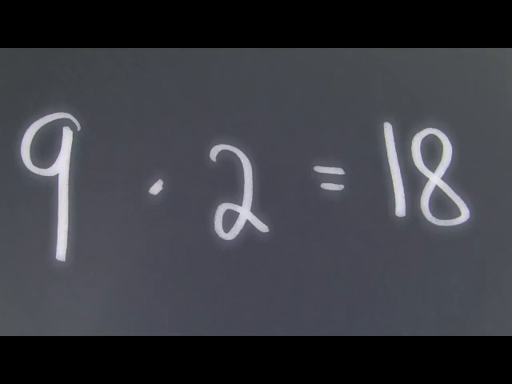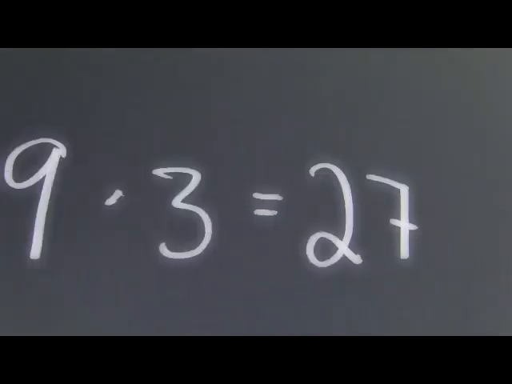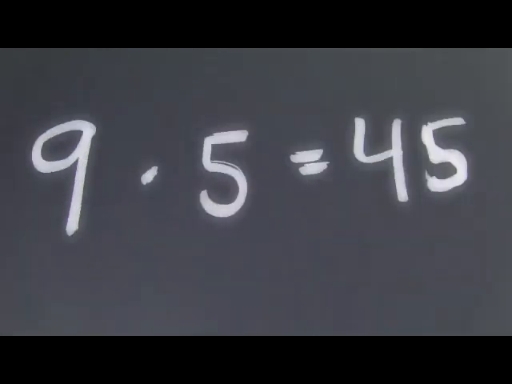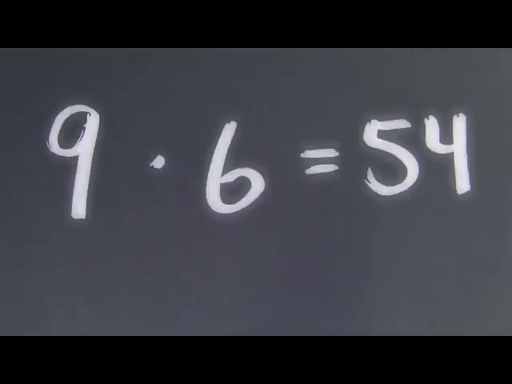Nine times one is nine, nine times two is 18, nine times three is 27, nine times four is 36, nine times five is 45, nine times six is 54.